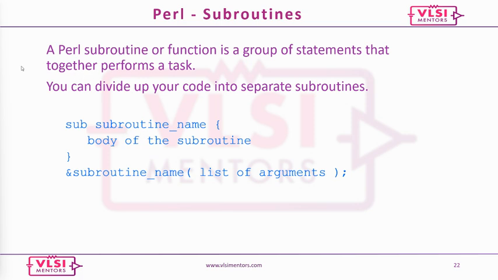So the next one is basically something called subroutines. In Tcl, we have heard about something called procedures, and in C, it is a function. So they are actually all one and the same. A Perl subroutine or function is a group of statements that together performs a task.